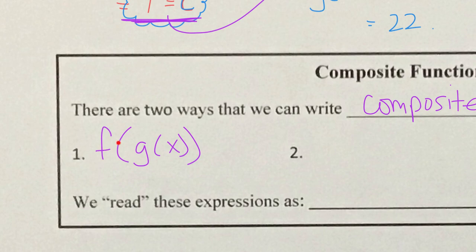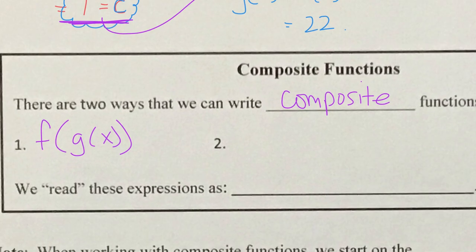So this is f with parentheses, and then g of x. That's one way that you can represent a composite function. And the other way is with this tiny little symbol. It's not an O, and it's not a multiply, but it's a composition. This is the symbol for composition.